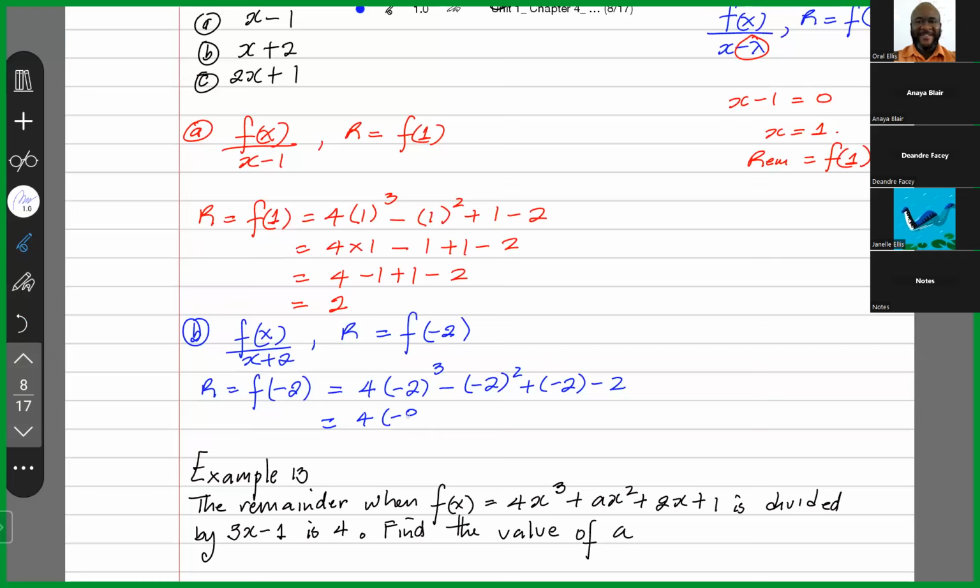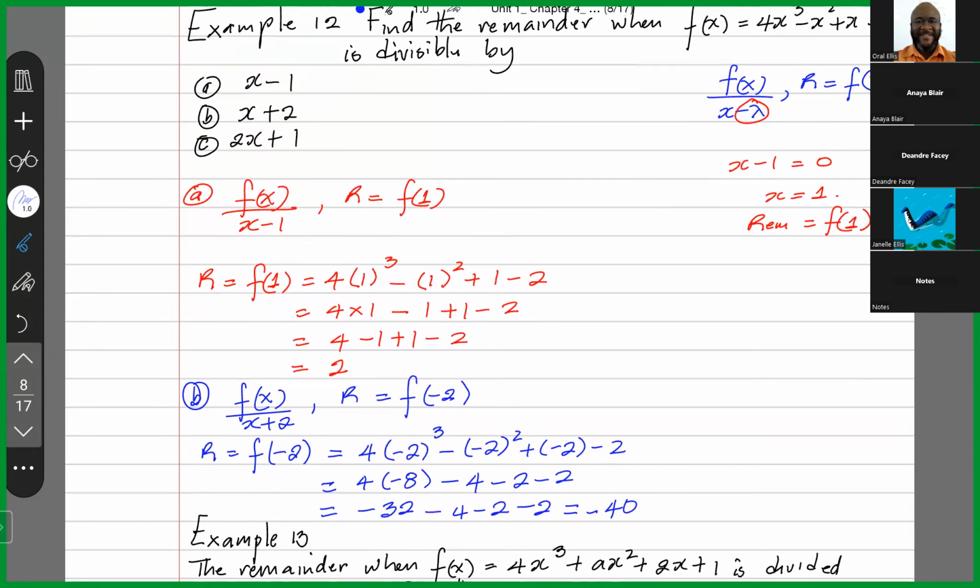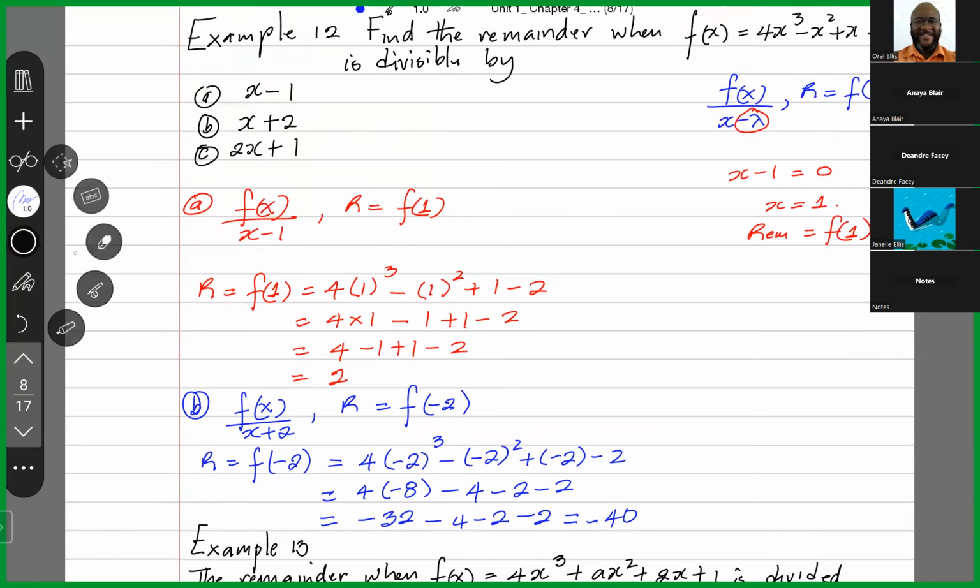This is 4 times minus 2 cubed, which is minus 8, minus minus 2 squared. Minus 2 squared is minus 2 times minus 2, which is positive 4, so it's minus 4. A positive times a negative is a negative 2, minus 2. So what I have here is minus 32, minus 4, minus 2, minus 2. So it looks like the remainder is minus 40. So if f of x is divided by x plus 2, according to the remainder theorem, the remainder is equal to minus 40.